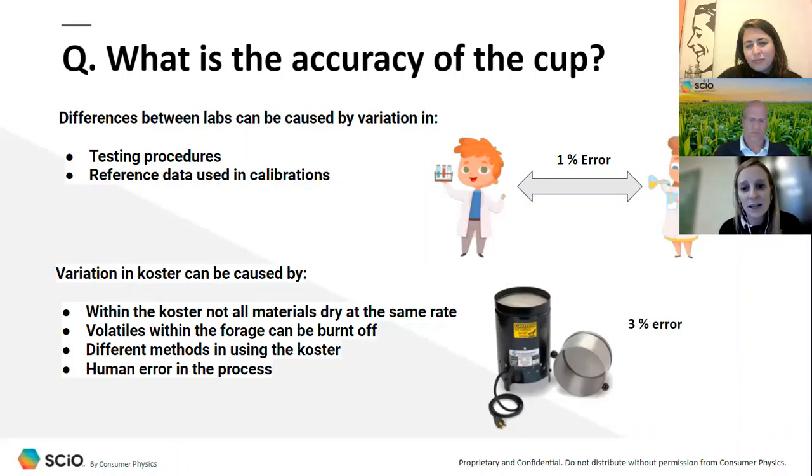And of course, the Costa has a much larger error. It's not as fine-tuned an instrument, and we've seen error up to 3% within a Costa. That's due to a lot of reasons. It could be that the Costa is not drying all materials at the same rate. At the end of a test, there are some materials that are not fully dried, and volatiles can be burnt off. There are different methods in using the Costa, and of course, human error, which means that if you accidentally knock a sample, that's going to make a big difference to your end result as well.